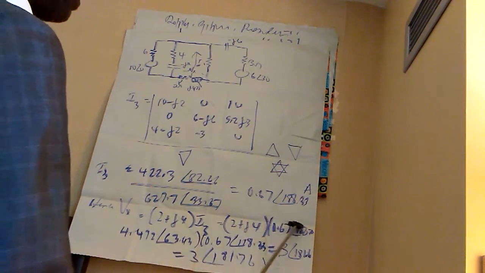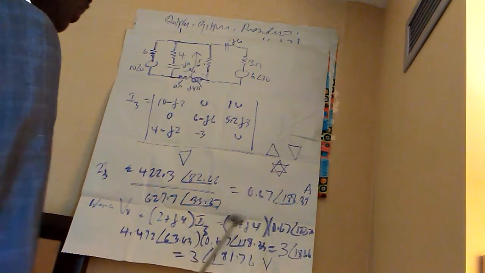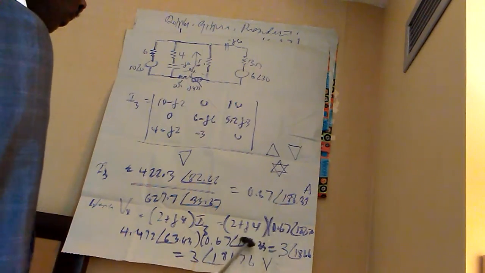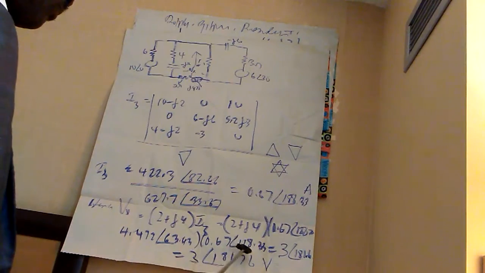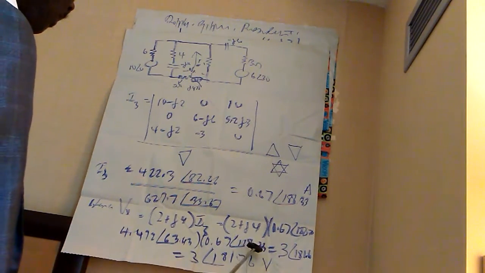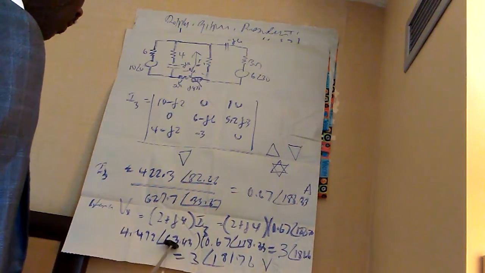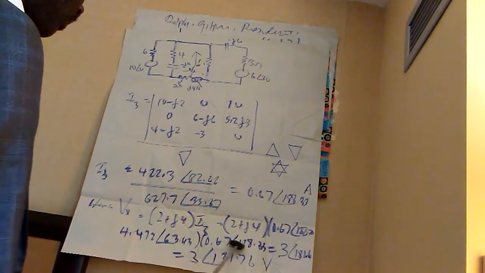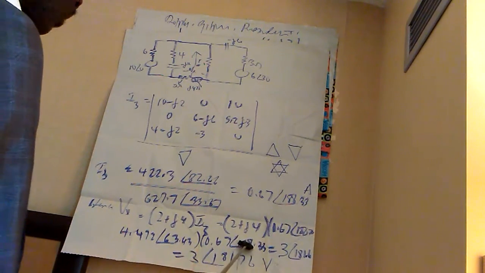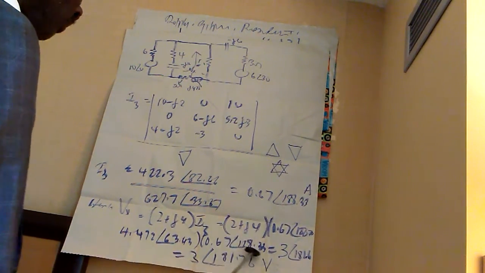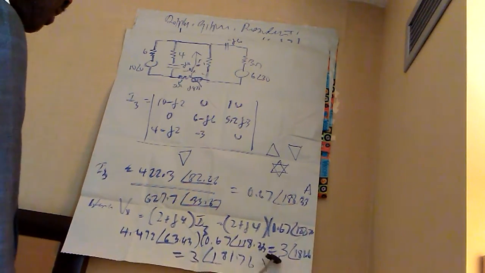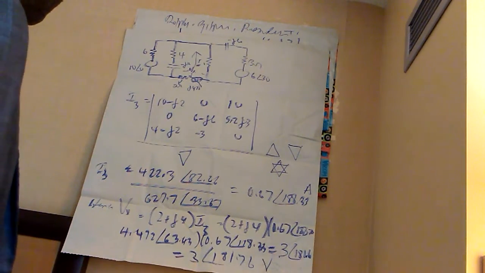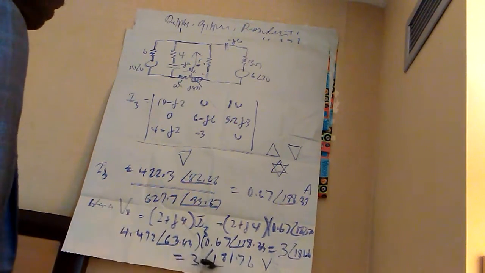And notice when we multiply angles, we add them. So if we add the angles, we multiply magnitudes 4.472 and 0.67, and add angles 63.43 and 188.33. And when we divide angles, we subtract them. So we get 3.18 at 1.76 volts. So that is the value for Vx.